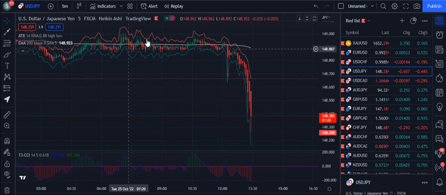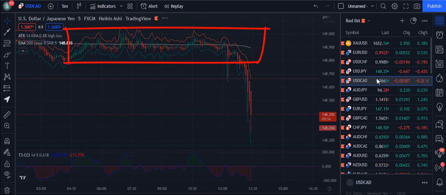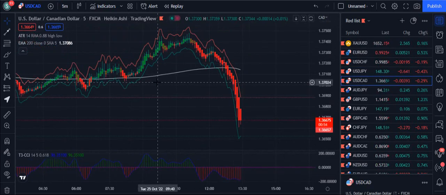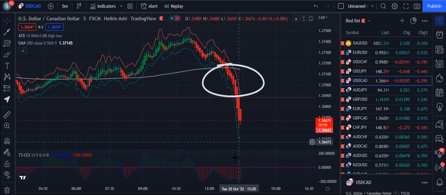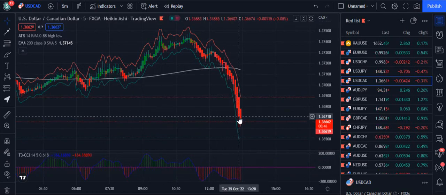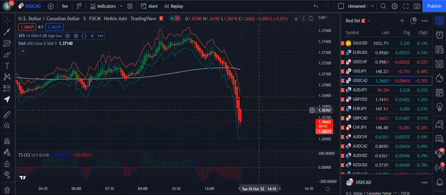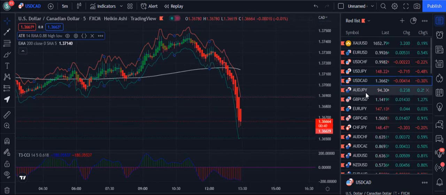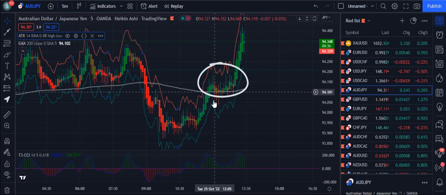Overall, USD JPY was in a ranging pattern. I never suggest any subscriber to trade such pairs which are slow on a particular day. However, you can see on USD CAD, same thing: sell signal, it closes below the 200 EMA. You can set up a stop loss according to the ATR lines for the sell, and you can see a successful trade. Even go to AUD JPY, you can see it closed above the 200 EMA.